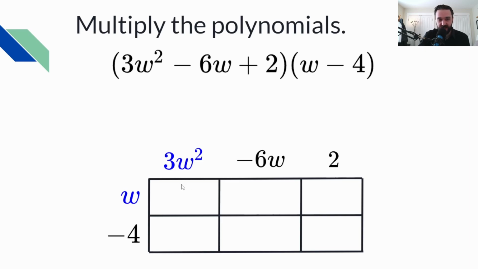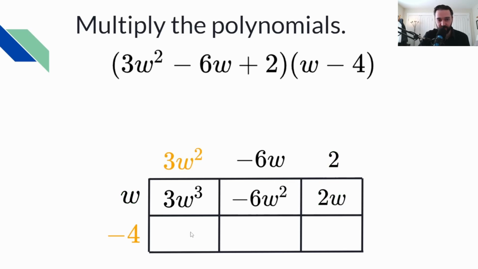My first mini rectangle up here is the top left. So let's do 3w squared times w. That gives me 3w cubed in blue. Next I have negative 6w and w. That product is negative 6w squared in red here. And then for this top right mini rectangle, I have 2 times w. So that product is just 2w.